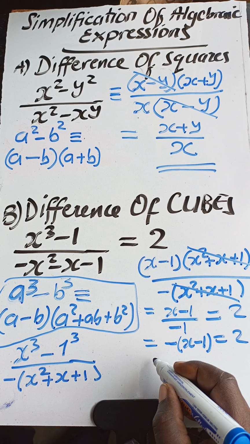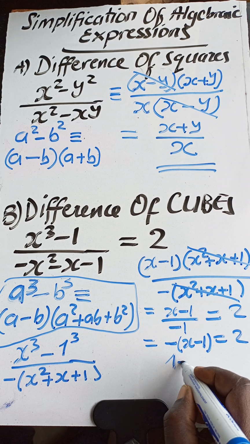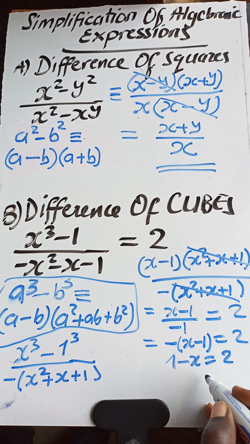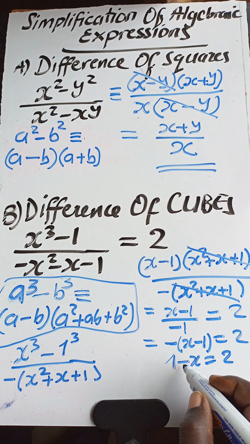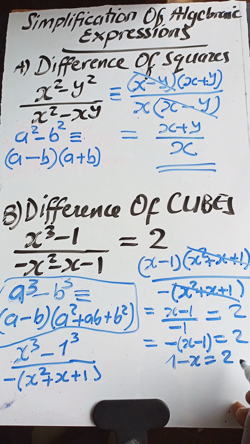When we open out the bracket, that's going to give us positive 1 minus x is equal to 2. Pay attention, we're solving for x. So to have positive x, we just carry this negative x to the right hand side and take this positive 2 to the left hand side. So we have 1. This positive 2 coming this way becomes negative 2. This negative x going that way becomes positive x. Okay, so we have negative 1 is equal to x. So actually, the value of x is negative 1 in this equation.